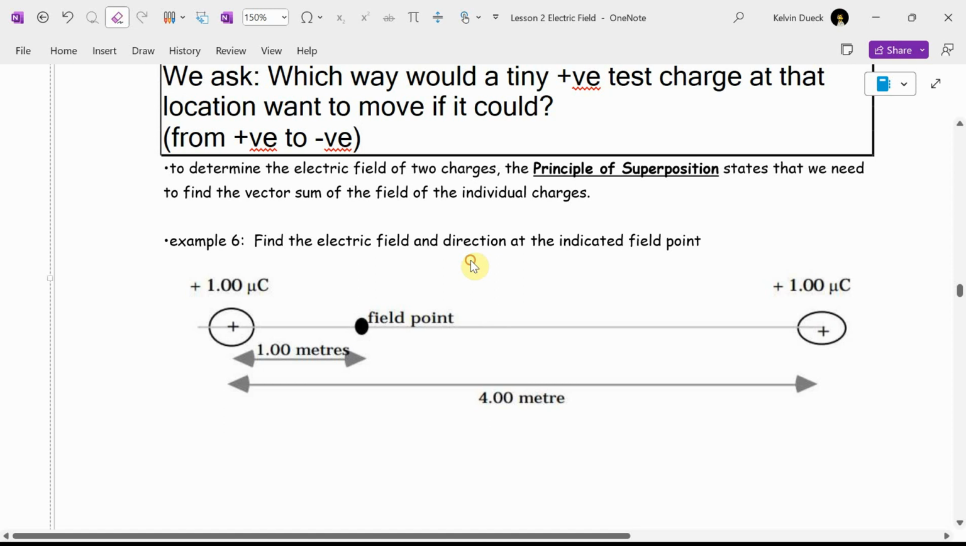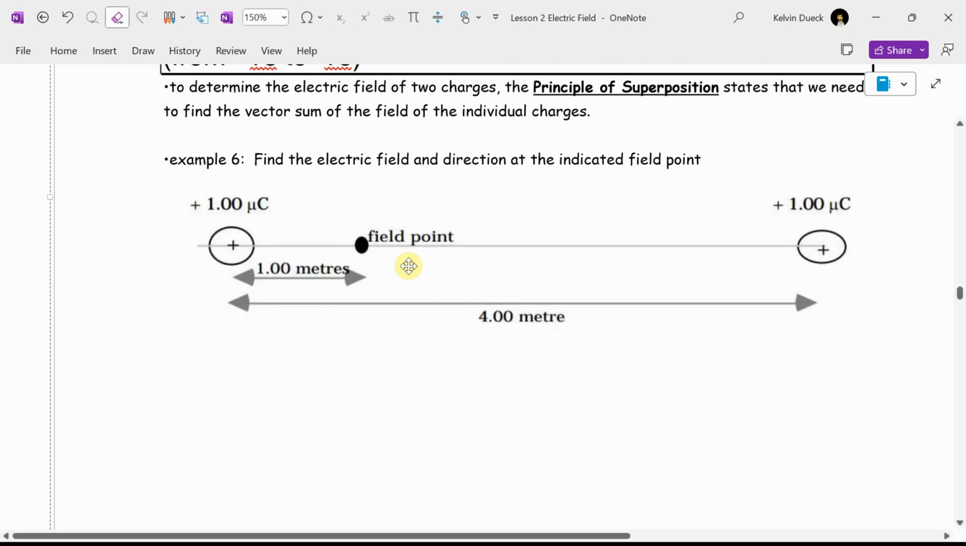If we have overlapping electric fields, we use something that we call the principle of superposition. It says that if you want to find overlapping electric fields, you find them one at a time, and then you add them vectorially.